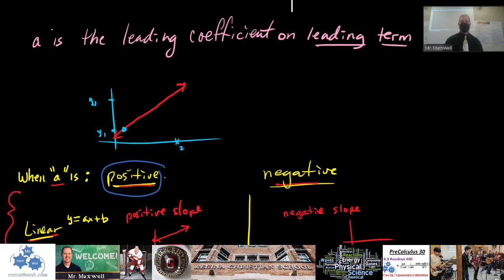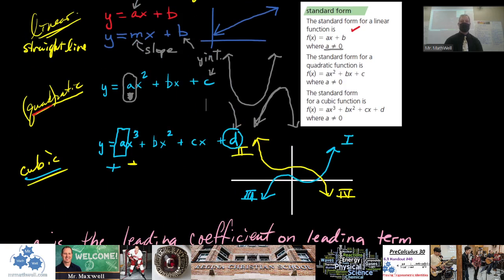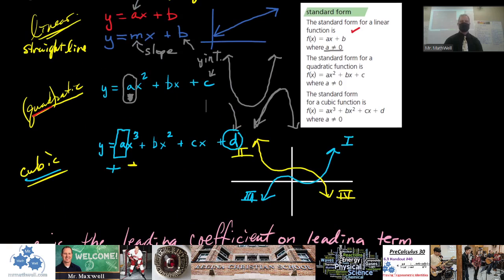The leading term would be the A value, or the constant, the multiplier, the number that multiplies by the term that carries the degree of the function. So in a quadratic, this is the leading term right here. This is the leading coefficient. In a cubic, this is the leading term, and A is the leading coefficient here.